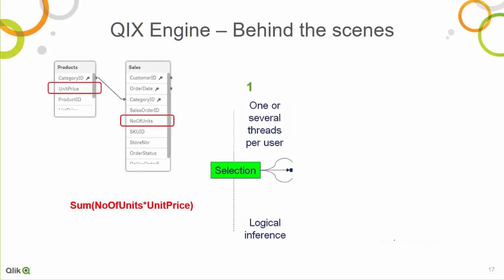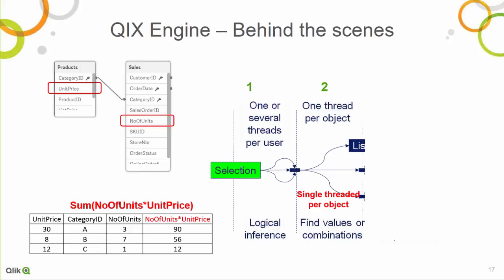First, the engine will walk through the whole data model of your app, table by table, and evaluate all the values of each single field to determine which values are possible and which are excluded based on your selection. Basically, that is the thing behind the colors like green, white, and gray you see in your app. And by the way, the first step is a multi-threaded step.